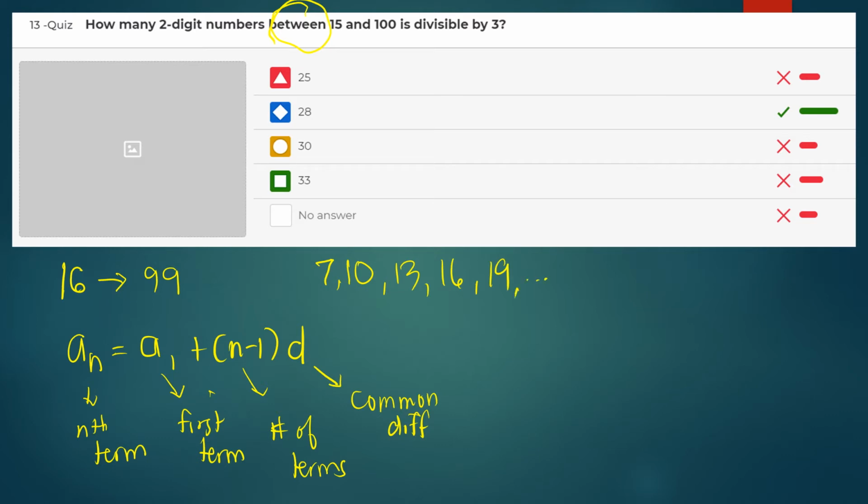Ma'am, why difference? We use the difference because if you get the difference between two consecutive terms in the sequence, we have here 3. So 16 minus 13 is 3, 13 minus 10 is 3, 10 minus 7 is 3. Okay? So going back to our problem, what will be the value of our a sub n?